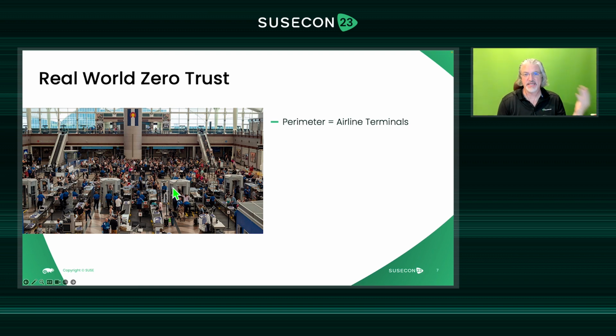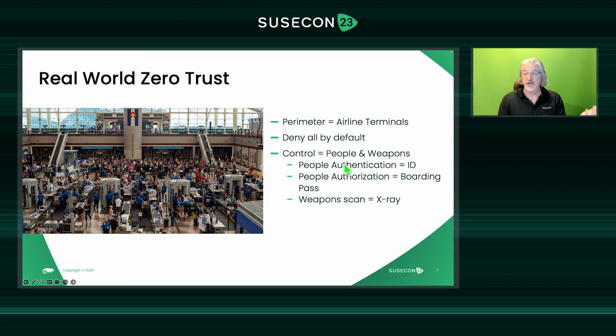So as we go through these things, what's the first important thing we know about zero trust? Deny all by default, right? So everybody is being denied until they go through security. How are they doing that? Well, we're controlling people, right? That's the thing that we're controlling going through here. And really, we're controlling people and weapons because you're going to get x-rayed as well. We want your ID, we want a boarding pass, so that's your authentication and your authorization. You have authenticated ID, you've been authorized to fly on an airplane, and now we're going to scan you. We're going to x-ray your bags and your person to make sure you're not carrying anything that we want to prevent from getting into this zone, this perimeter that we have.